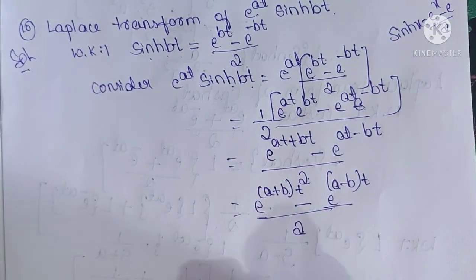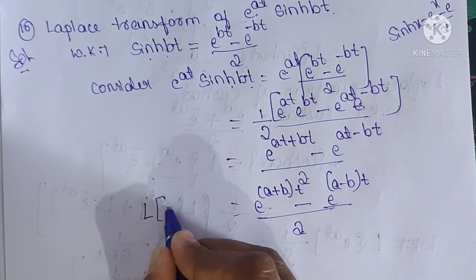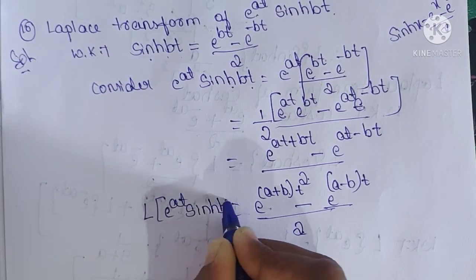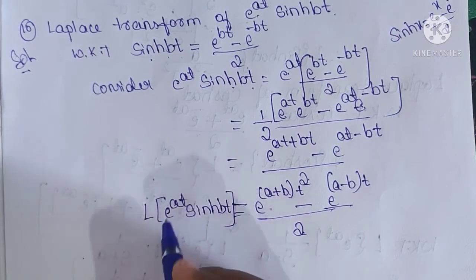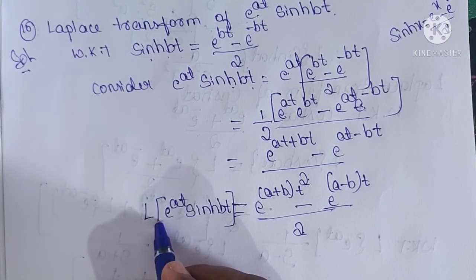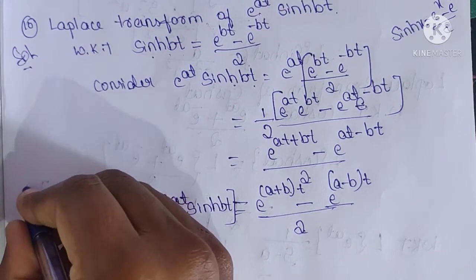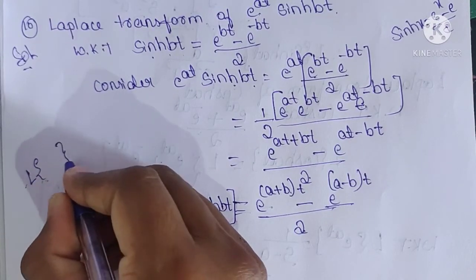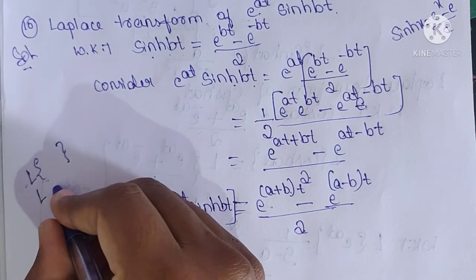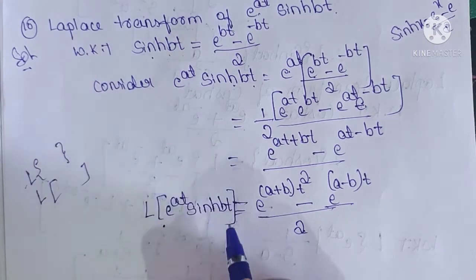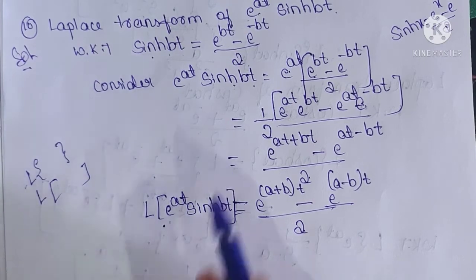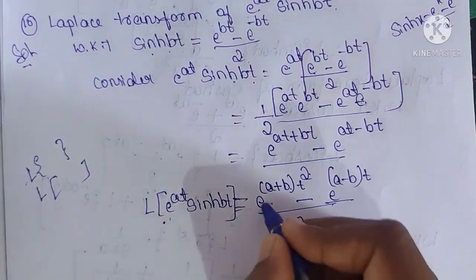Now apply Laplace transformation on both the sides. L of e power at sin h of bt is equal to... See, in place of flower brackets you can also use square brackets, because in the textbook they have given flower brackets, but in the question paper they have given square brackets. So you can use either flower brackets or square brackets, anyone.